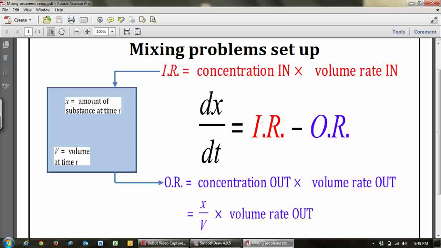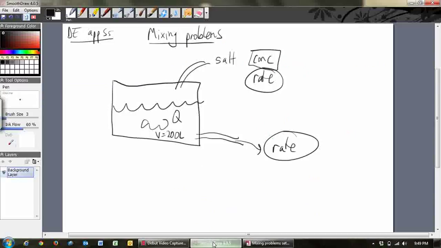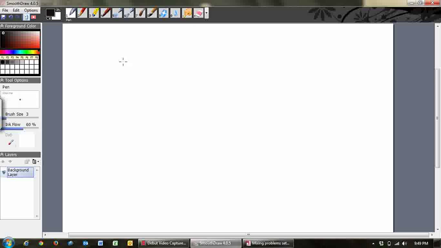And so what the DE is, and the hardest bit of these questions is just setting up the DE. You can solve them easily, but the hard bit is setting them up. It says that the rate of change of X with respect to time is equal to the input rate minus the output rate. And that makes sense. The change of X is equal to however much comes in minus however much goes out. That just makes sense. But I'll just go to a question. So here we go. I'm not going to solve these. I'm just going to show you how they're set up.